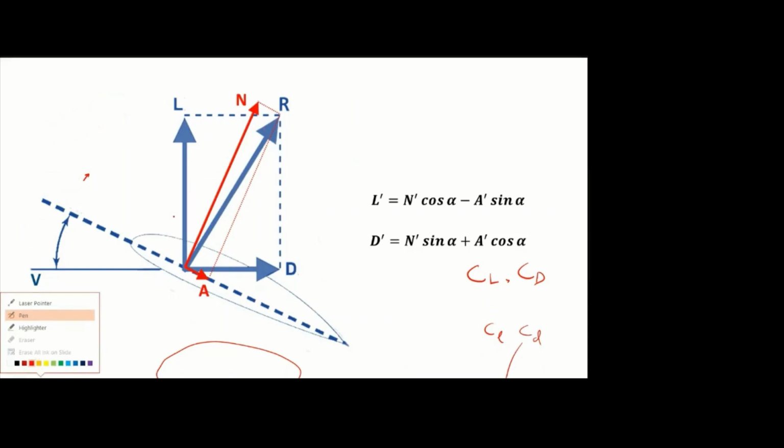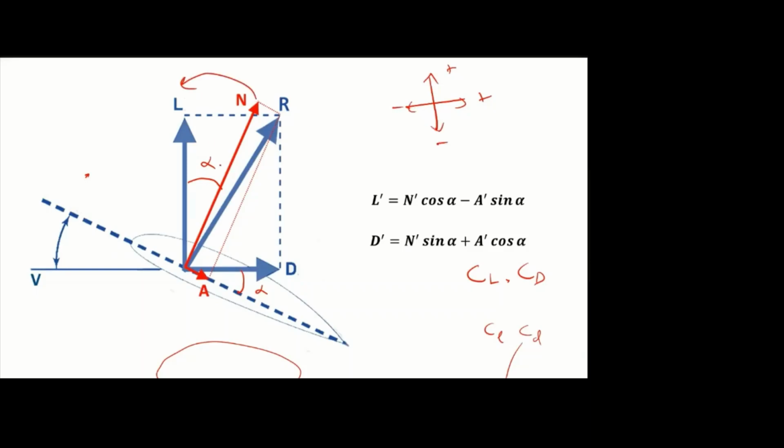Okay. So now we can write this L equation in terms of N and A. What we have to do, simply, is resolve this N and A in the L direction. Here it is alpha, here it is alpha, and this is the sign convention we can use: plus, plus, minus, minus. Now you see N dash cos alpha is upward, so it is positive. I am resolving N and A in the L direction.